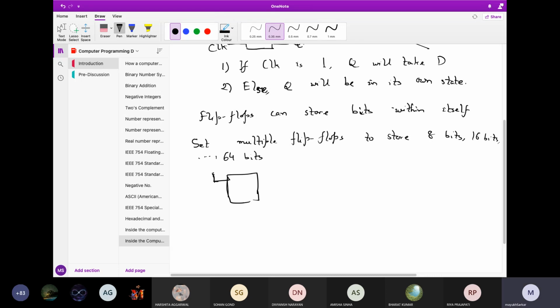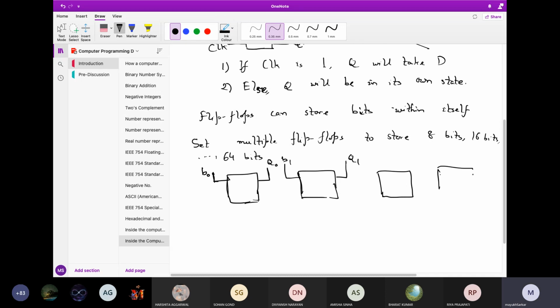Suppose you are going to store a bit, say this is B1 and this is B0 that you want to store. It will be stored as B0. There is another D flip-flop, and if you want to store B1, and so on.